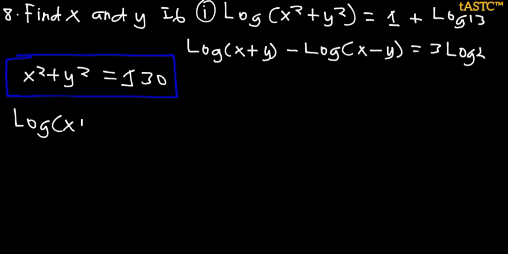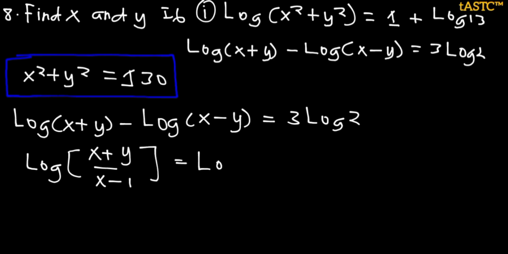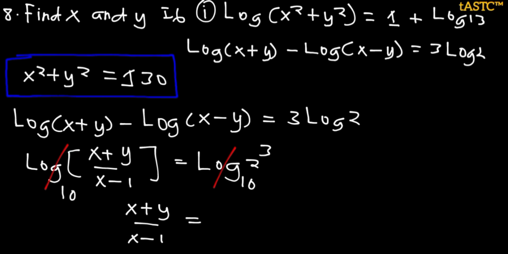So we have log of (x plus y) minus log of (x minus y), and this is equal to 3 log 2. On this other side, we know that this is basically going to change to (x plus y) divided by (x minus y). And on this side, we're basically going to have log 2 to the third, and basically this should give us an 8. From the fact that this is a common logarithm, this should be log to the base 10. Now, if I cancel these out, I'm basically going to have this, and this will be equal to 8.